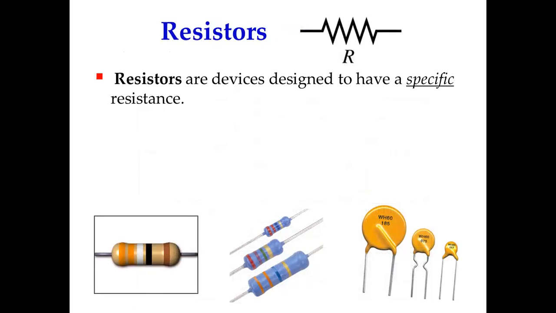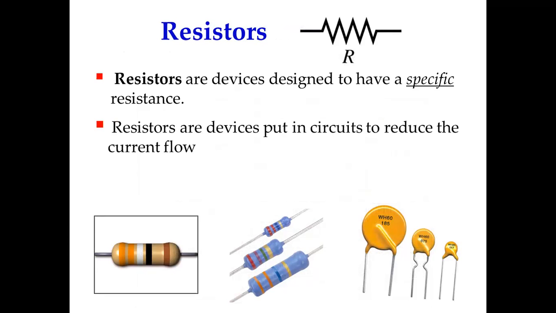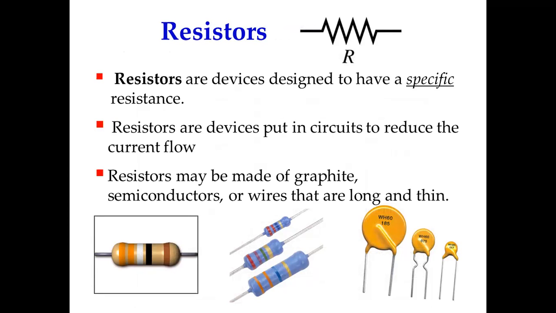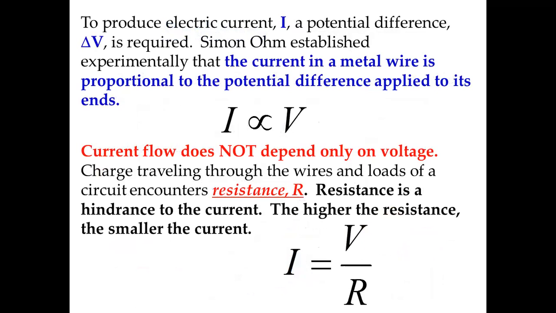These are pictures of resistors, which are devices put in a circuit to reduce the current. Resistors may be made up of graphite, semiconductor, or wire that is long and thin.